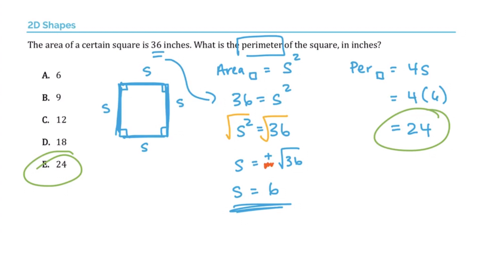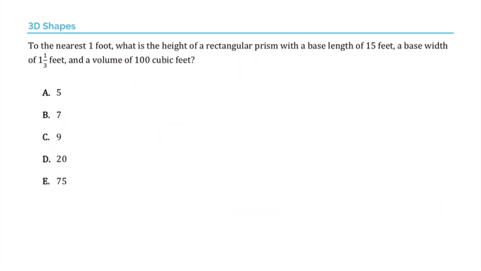So some great review of squares and rectangles. They love testing you on these 2 shapes, so it's really, really good that you got this review. For our one question on 3-dimensional shapes, we're going to review a rectangular prism. That's the same thing as a rectangular box. It's the most frequently tested 3-dimensional shape on the SAT and the ACT. So here goes our question.